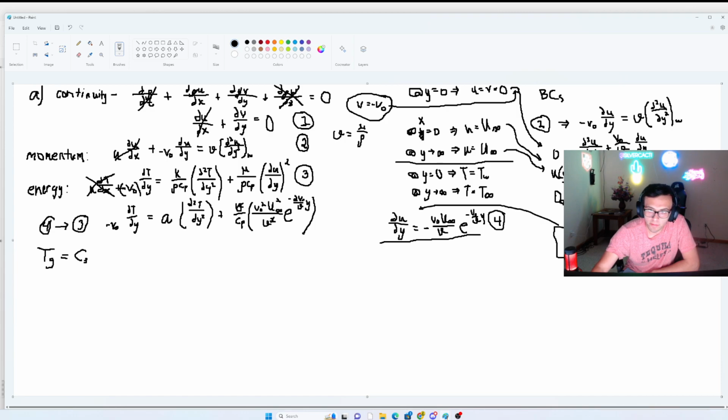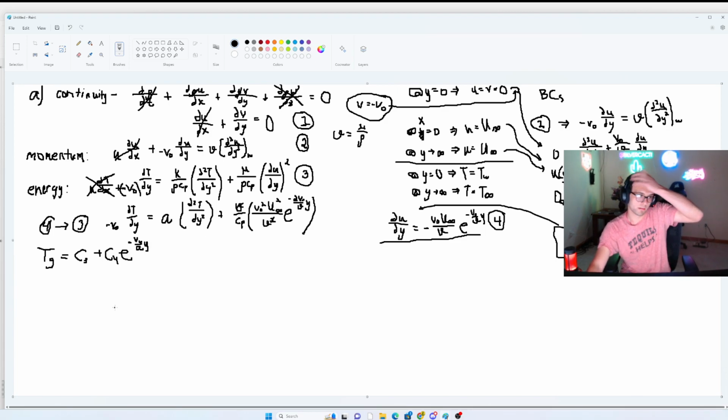C3, because we already have a C2 and C1, plus C4 times exponential of minus v sub a over that alpha times y. Okay. And we could solve these boundary conditions pretty quick, but we're going to wait till we have the full solution to do that.